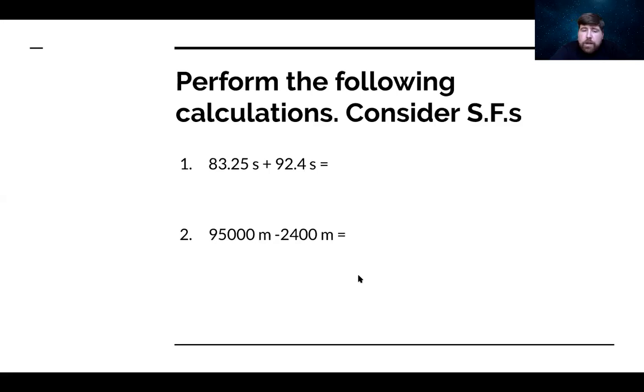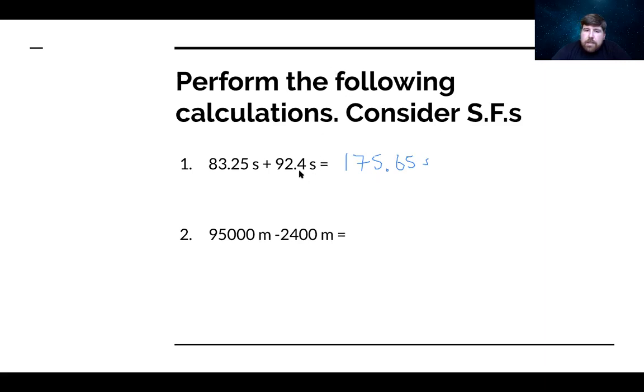So once again, we have some examples. I always like to, once again, plug everything in exactly as it's written to get some sort of answer. So we have 83.25 plus 92.4 gets us 175.65 seconds. But we know that this final answer must change.